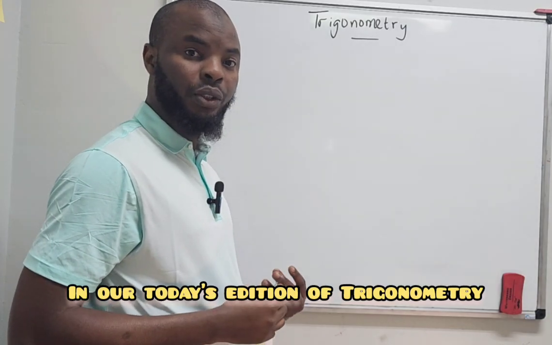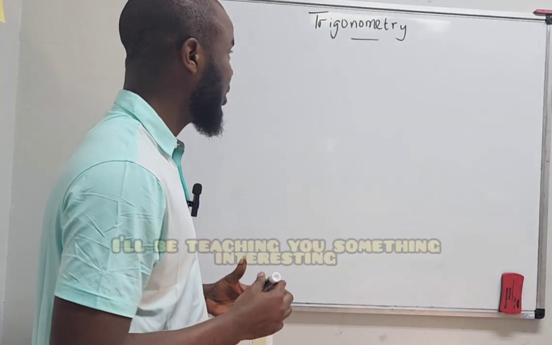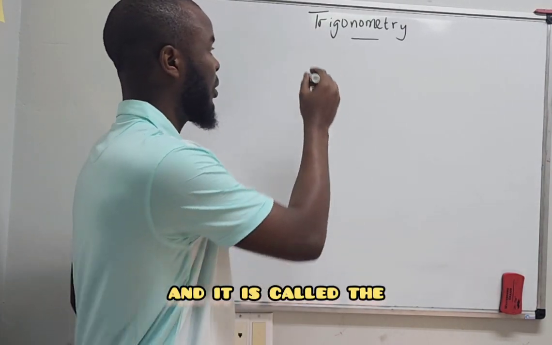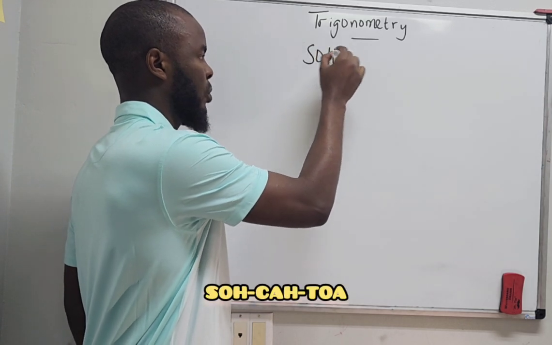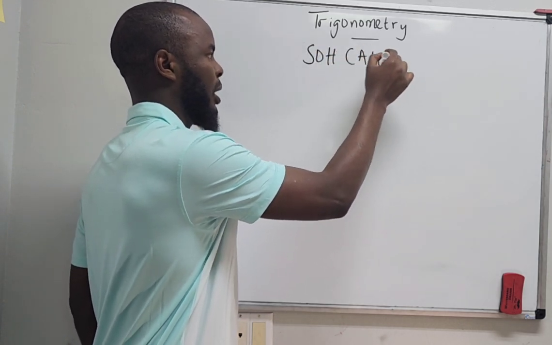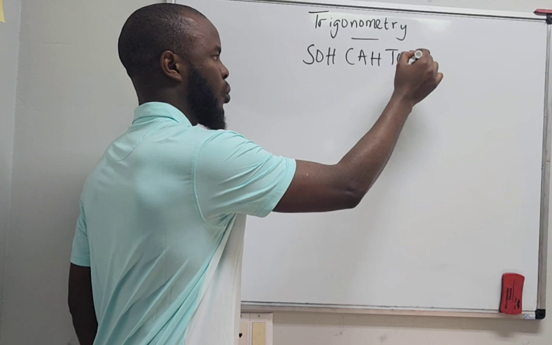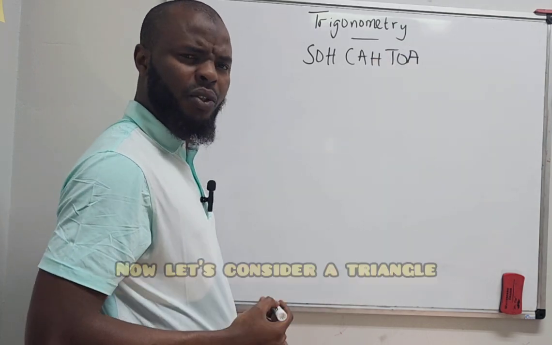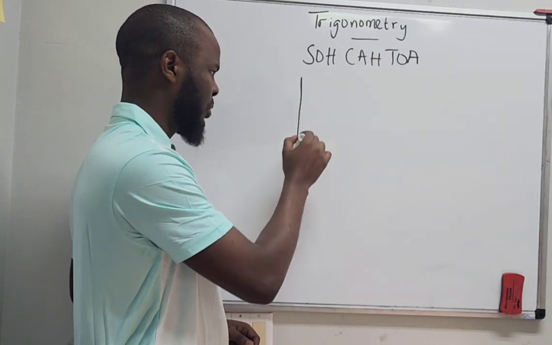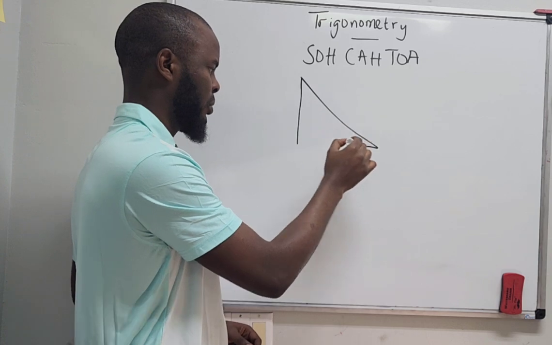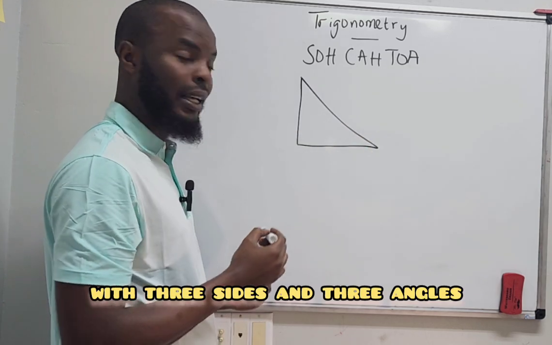In today's edition of trigonometry, I'll be teaching you something interesting, and it is called SOHCAHTOA. Now let's consider a triangle, which is a right angle triangle with 3 sides and 3 angles.